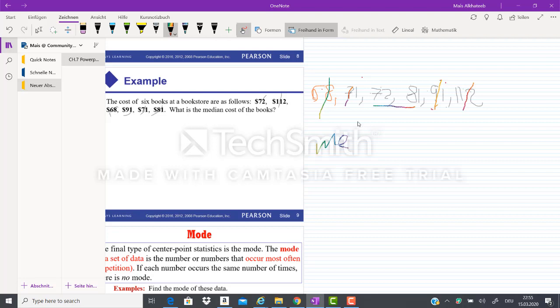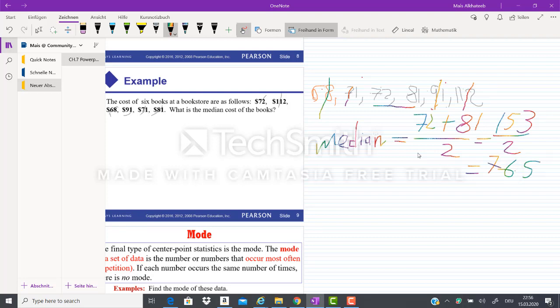Median in this case equals 72 plus 81 over 2. اوكي، يعني هيطلع معنا 153 over 2. نص 150 75. اوكي، نص 3 1 ونص، فبيطلع 76 ونص. إذا الميديان بهالحالة 76 ونص.